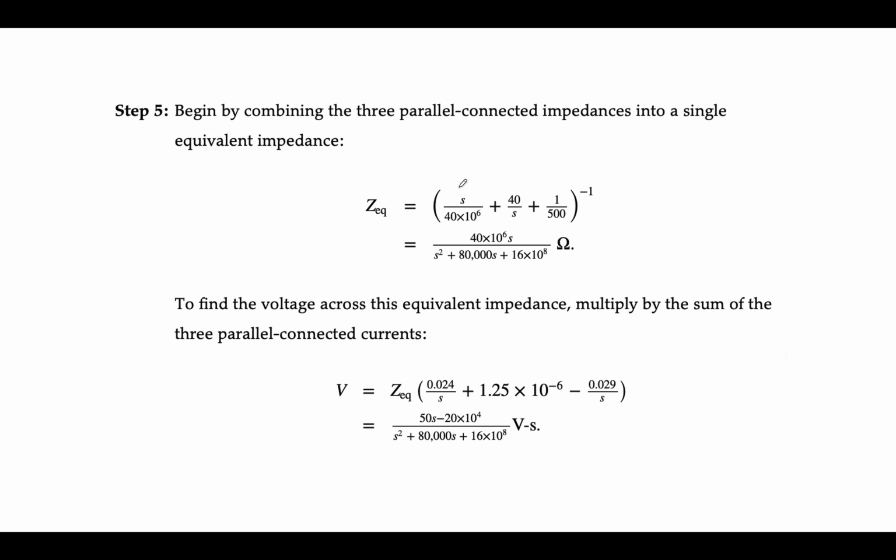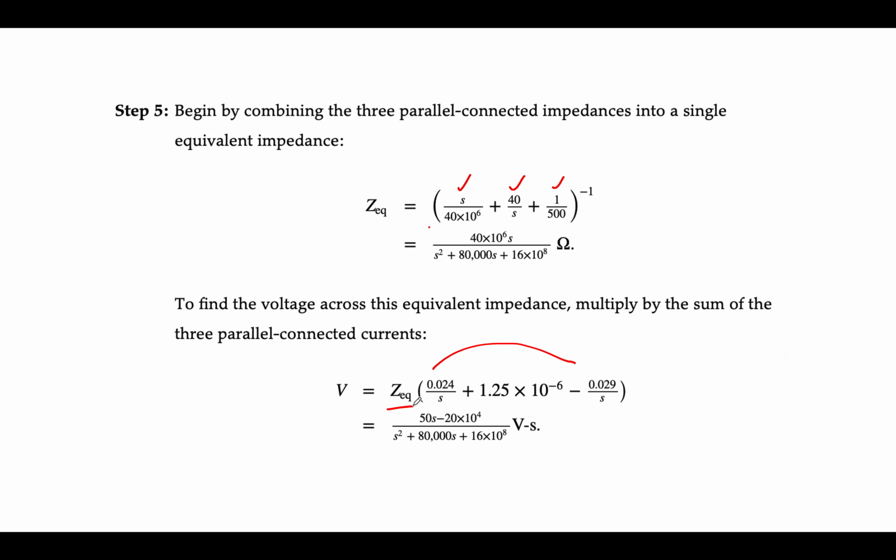So here's the inductor, here's the capacitor, here's the inductor, here's the resistor. They're all combined using a parallel combination to get an equivalent impedance, which is given right here. The voltage is done. In this case, they combined the three parallel currents and multiplied that by the impedance. So these are the three parallel current sources added together algebraically. Here is the impedance. So we're just using Ohm's law.